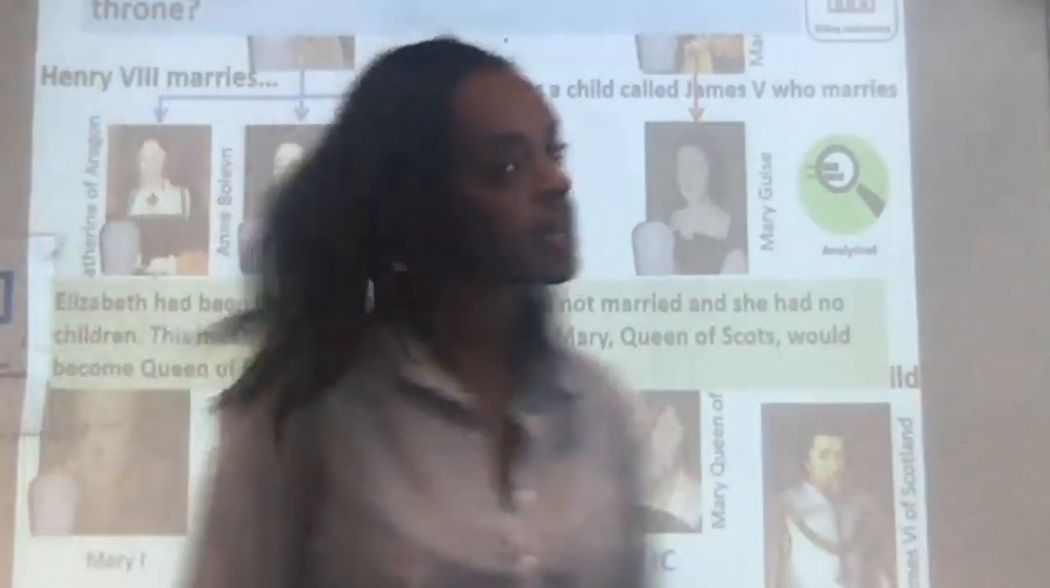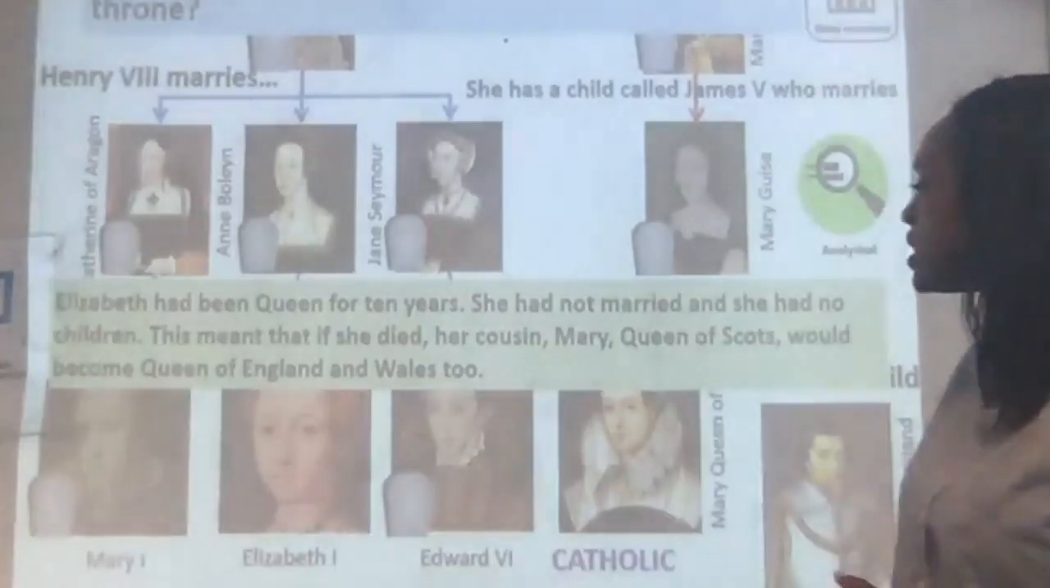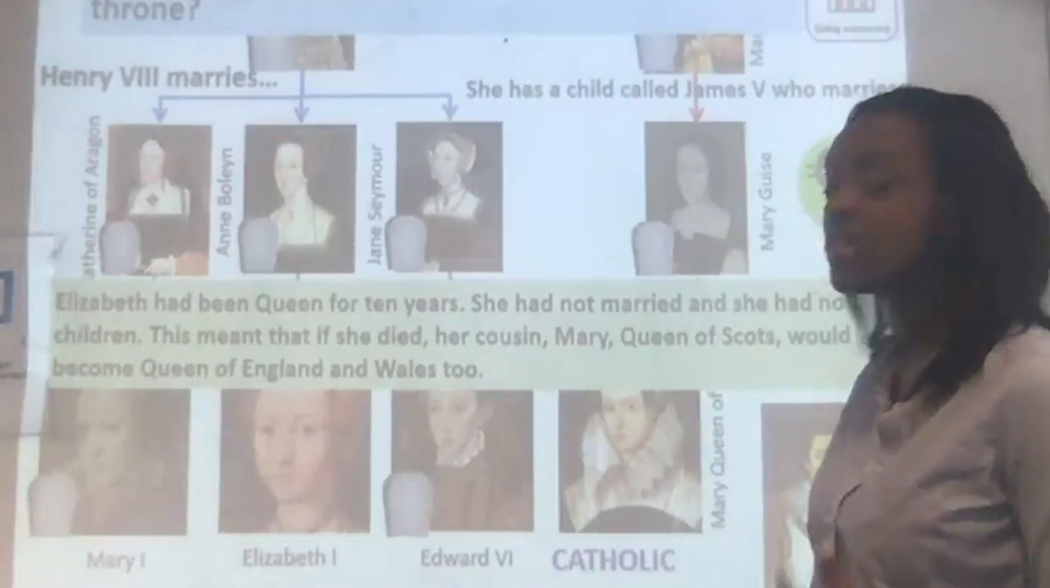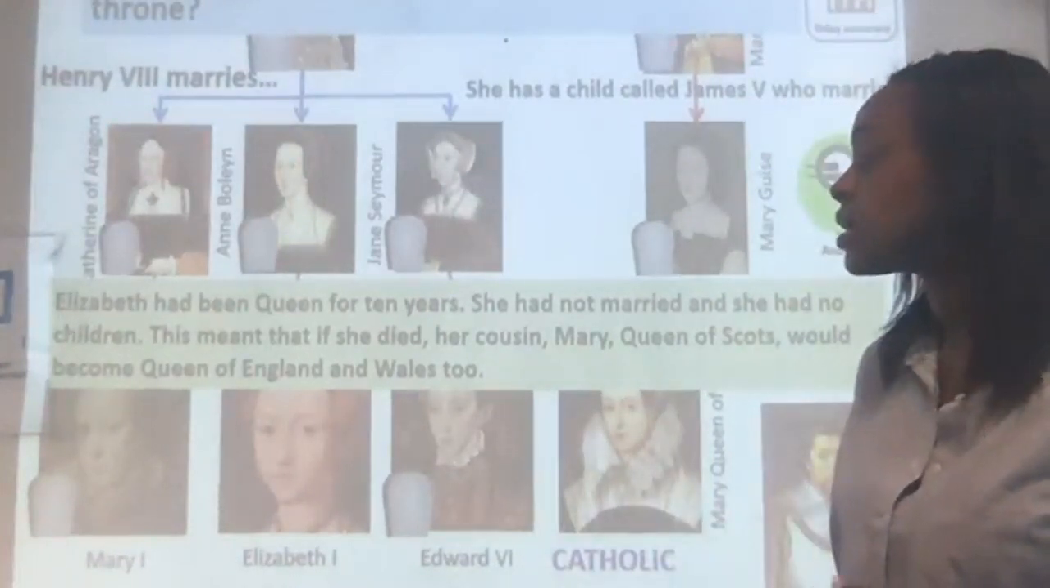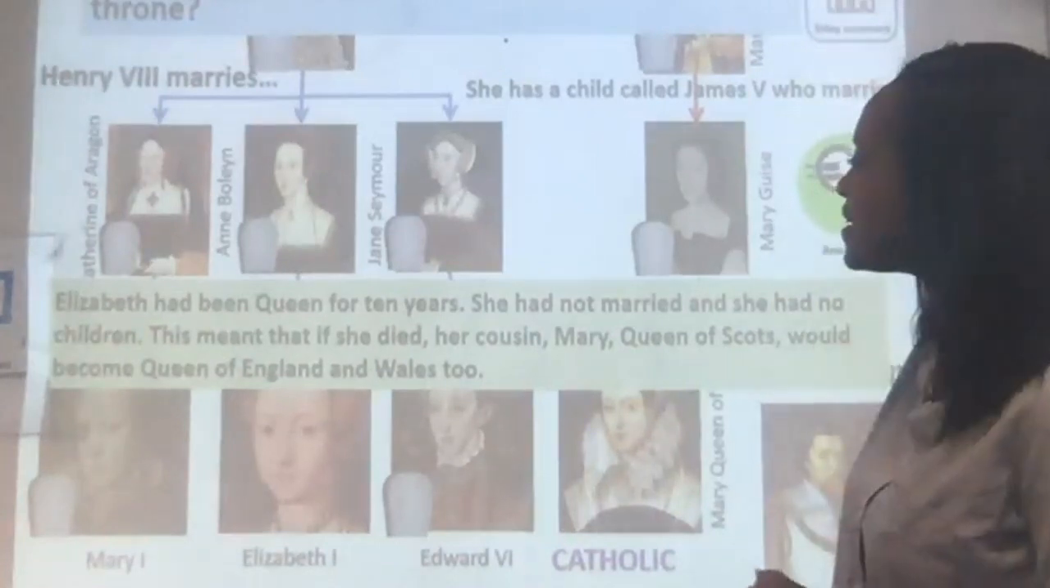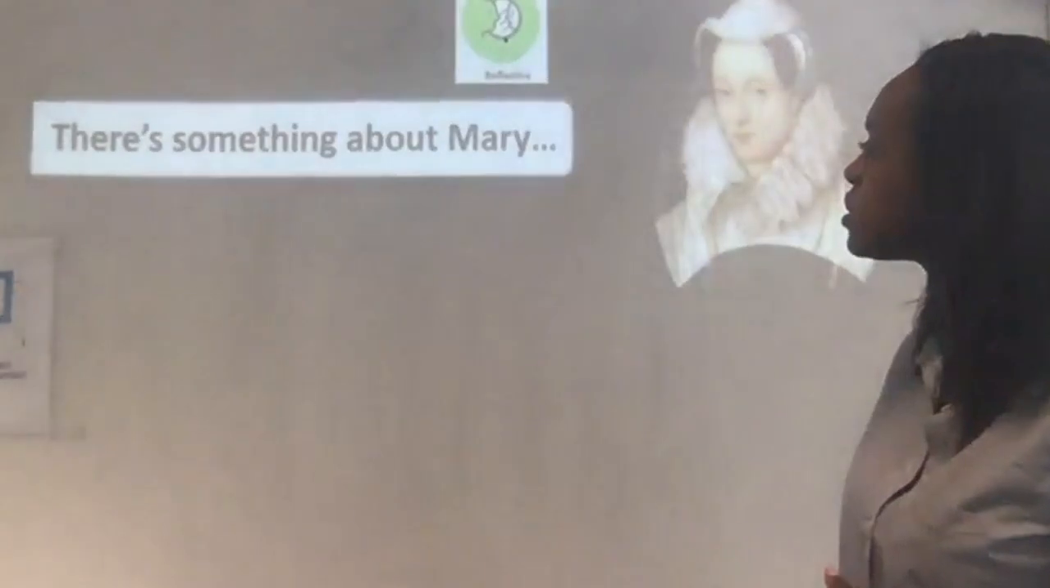So, Elizabeth had been queen for 10 years. She had not married, and she had no children. This meant that if she died, her cousin, Mary, Queen of Scots, would become queen of England and Wales too, okay? So that is her claim to the throne there.